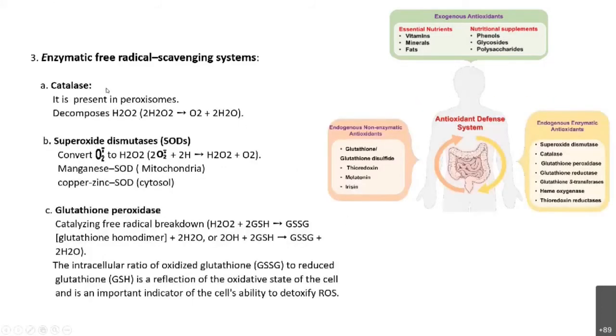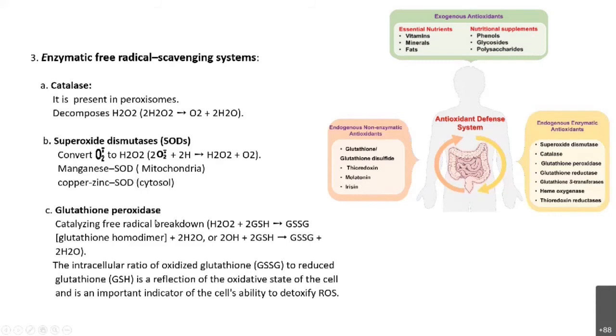Now, there are also enzymatic free radical scavenging systems. The important enzymes are catalase, superoxide dismutase, and glutathione peroxidase. Catalase decomposes hydrogen peroxide. Superoxide dismutase converts the superoxide into hydrogen peroxide, and this is again acted upon by catalase, which converts it into water and oxygen. There are two sorts of superoxide dismutase. One is present in the mitochondria, that is the manganese superoxide dismutase. Another is present in the cytosol, which is the copper zinc superoxide dismutase.